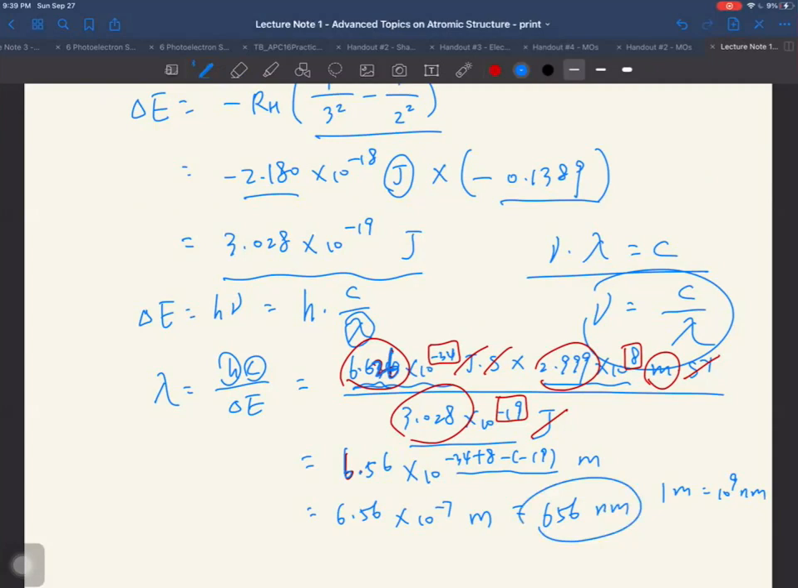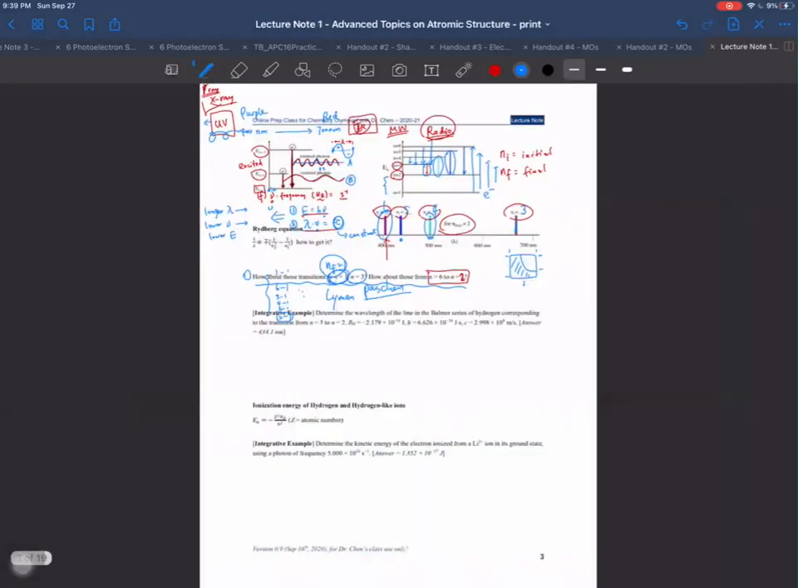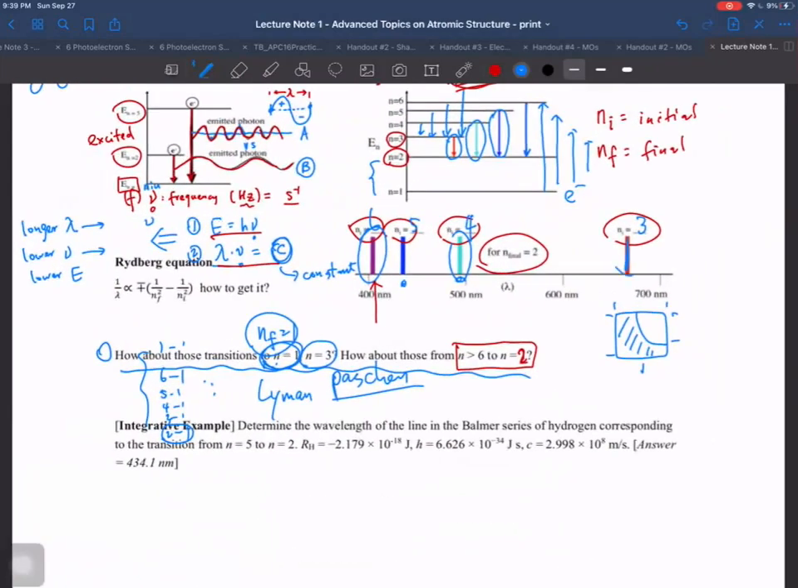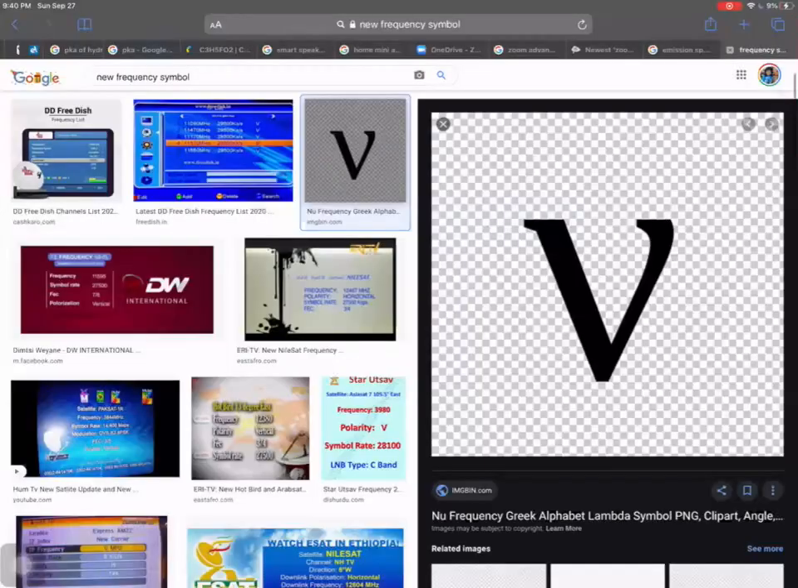It's very close to 700. So this is why this is the red line, right? So if you go back, you got this one. We are something in between 600 and 700, but obviously closer to 700, right? We can further confirm it.